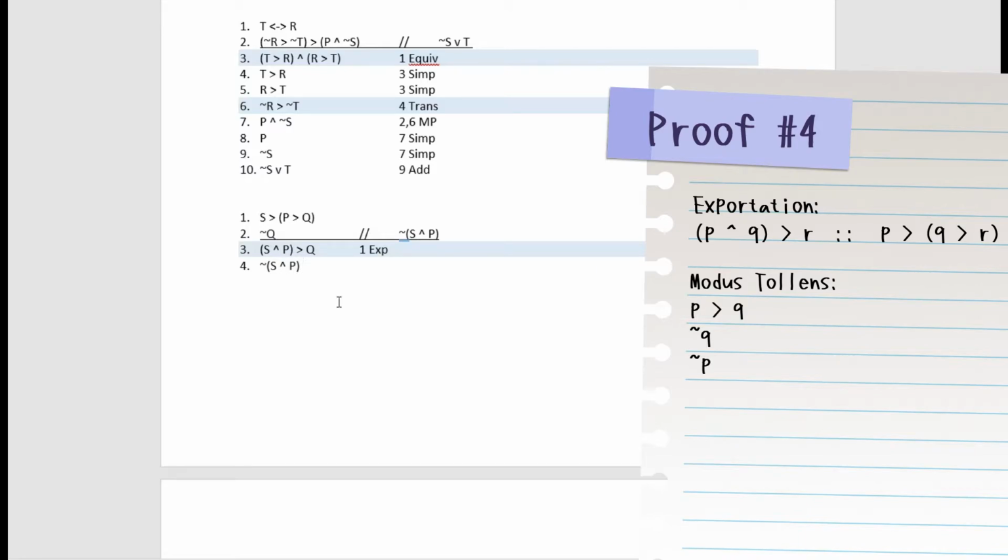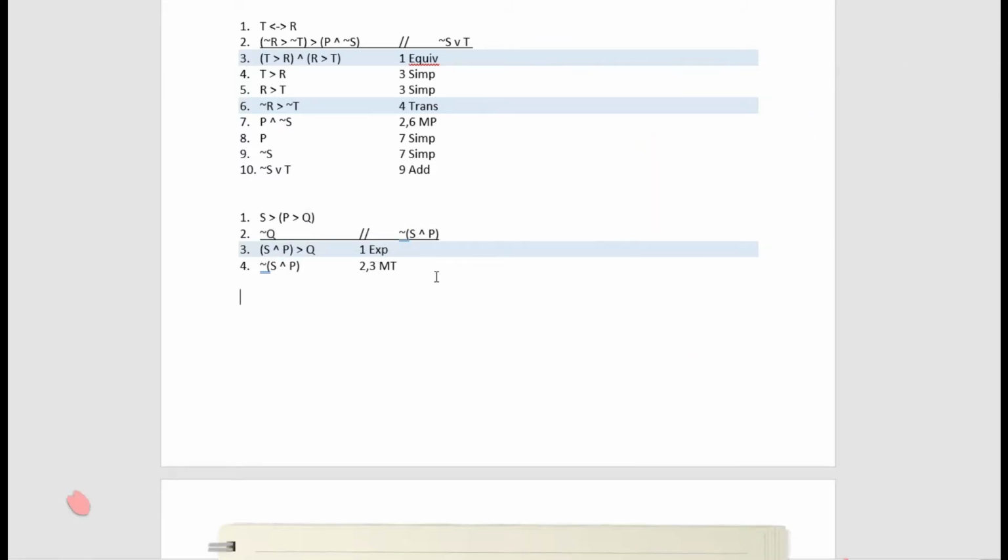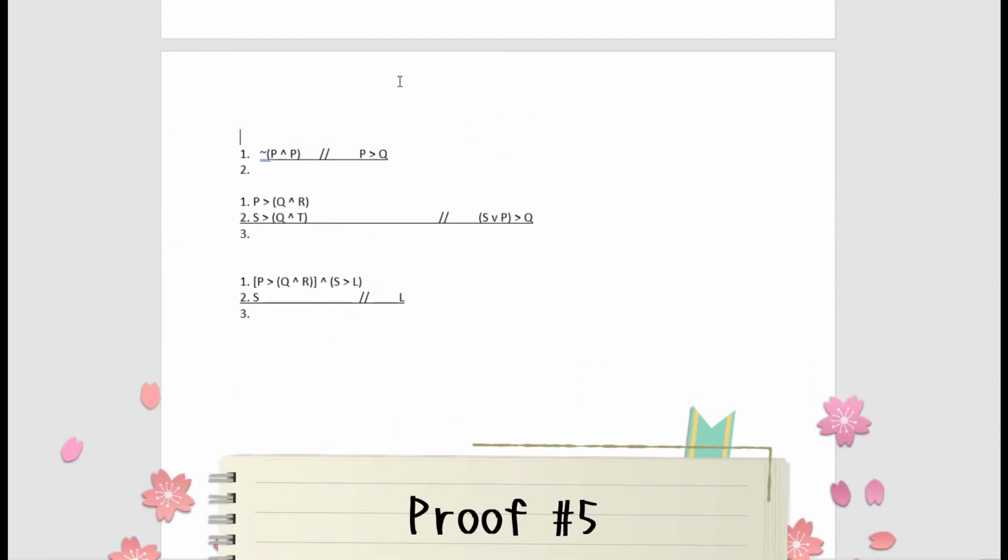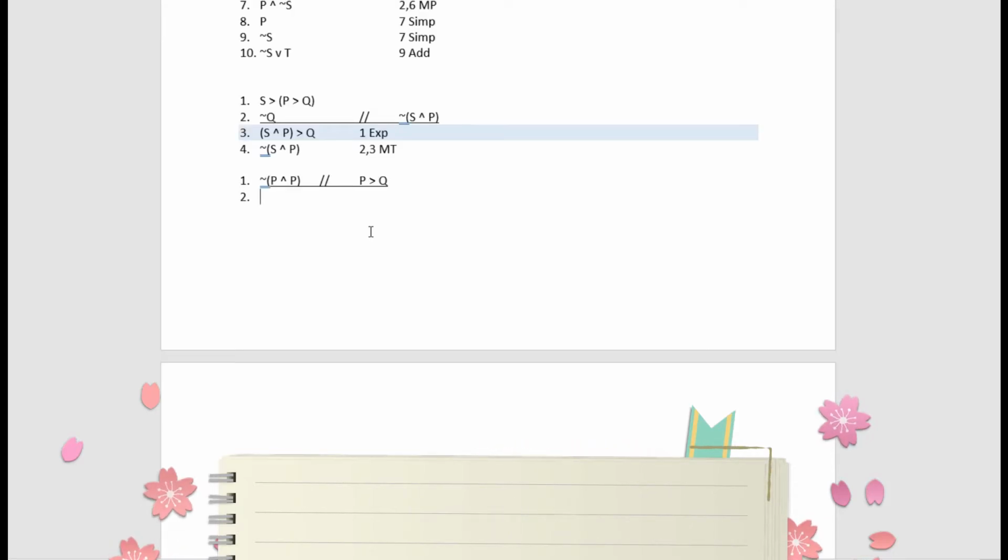This one was really easy. So do you see how that works? So you've got this here, and then you've got the negation of that right here, which gives you the negation of this part. And there's MT. That was simple. Alright, let's move on to these down here. Don't have a lot to work with.